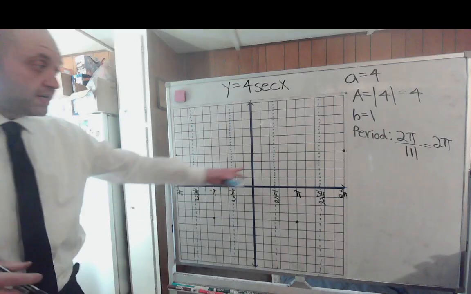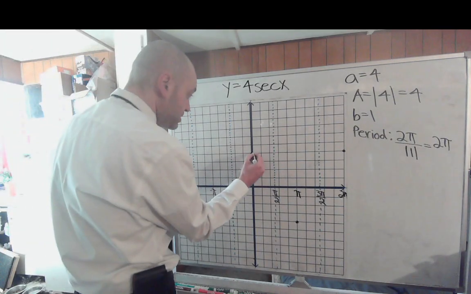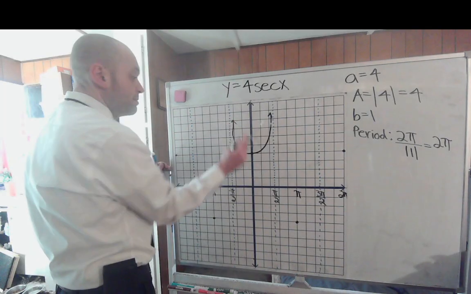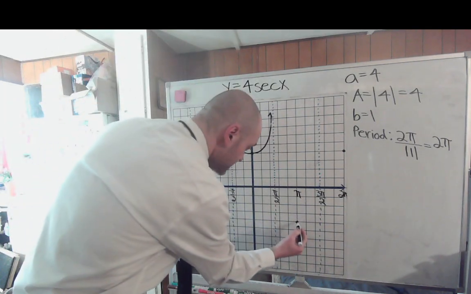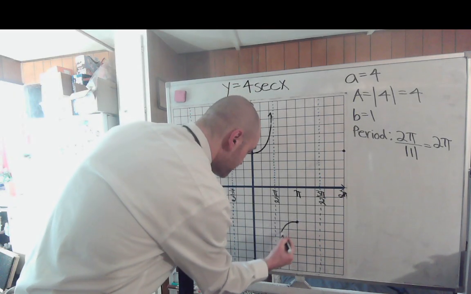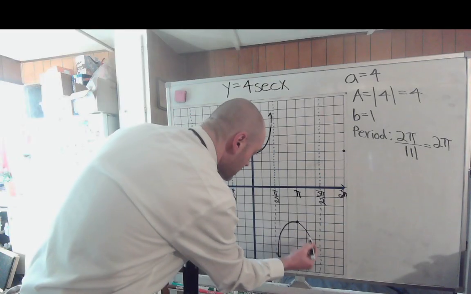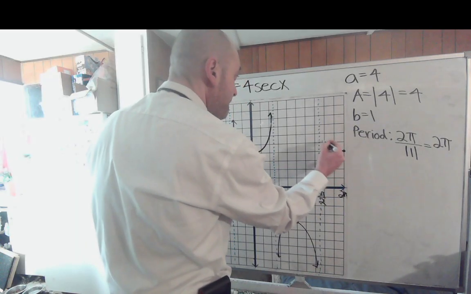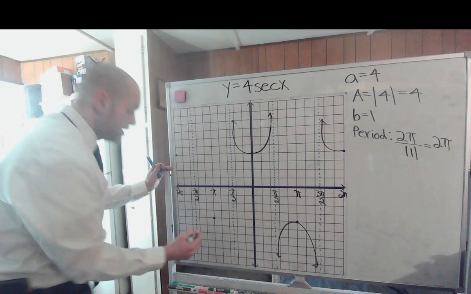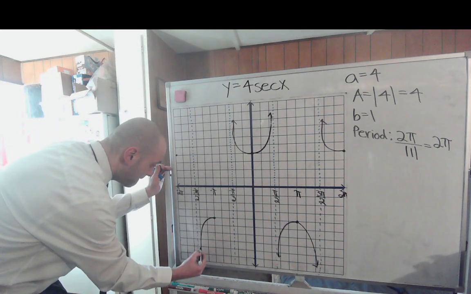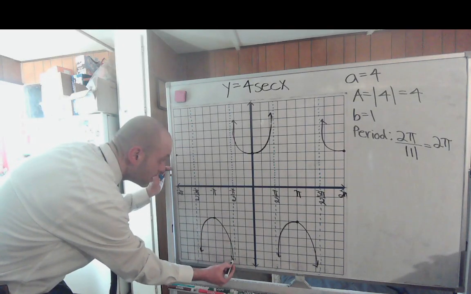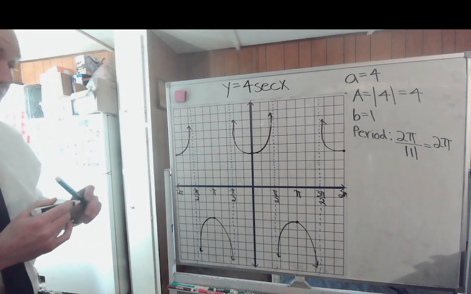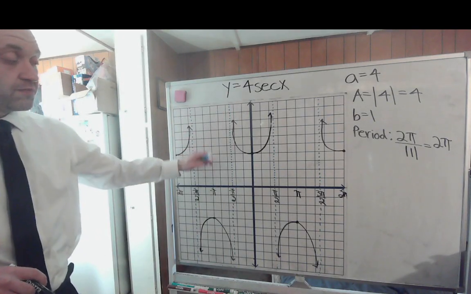All right, so we've got our points, we've got our asymptotes. Now let's go ahead and draw our curves. So this time, you're all the way up at (0, 4) where you start drawing, all the way down to (pi, negative 4). And then at (2 pi, 4), (negative pi, negative 4), and then (negative 2 pi, 4). So there is the graph of y equals 4 secant of x.